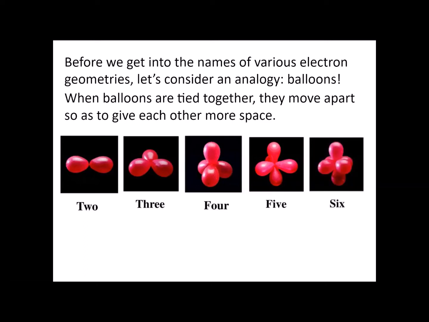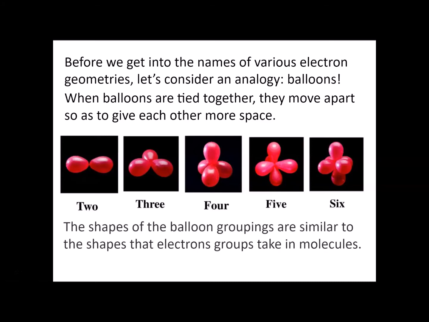And then lastly, what if we had 6 balloons? Here, we'd have a shape called an octahedron. An octahedron is a square-based pyramid, like the pyramids in Egypt, but there's 2 of them facing bottom to bottom. And that gives you an 8-faced shape, if you could imagine the shape that results, called an octahedron.